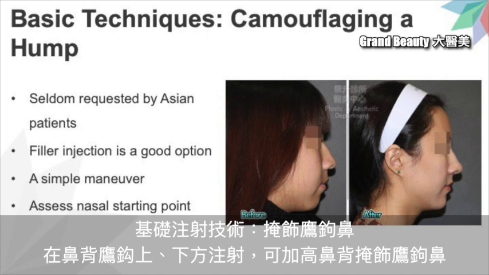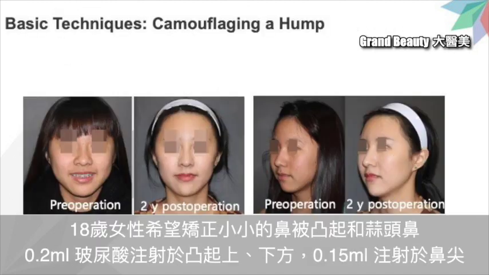Placement of filler above and below the hump is a simple maneuver. Similar to dorsum augmentations, the natural nasal starting point must be assessed. And distally, some patients desire a supratip break, whereas others prefer a straight dorsum.